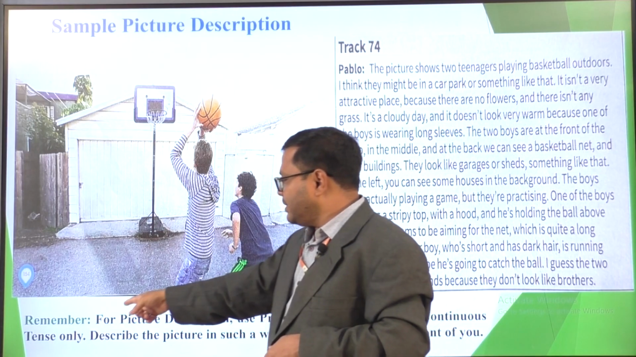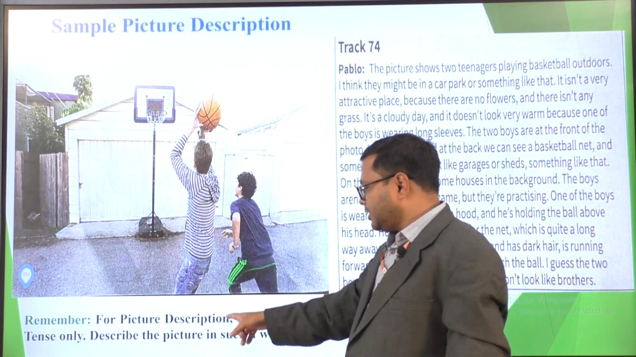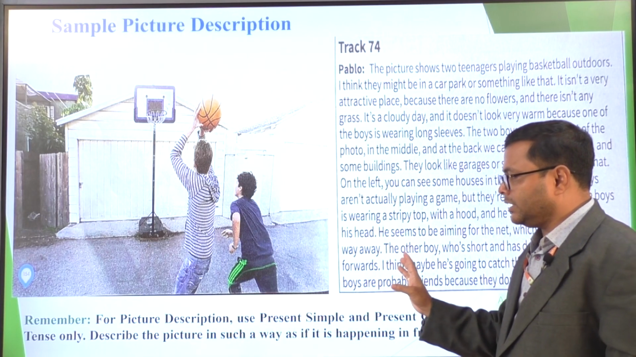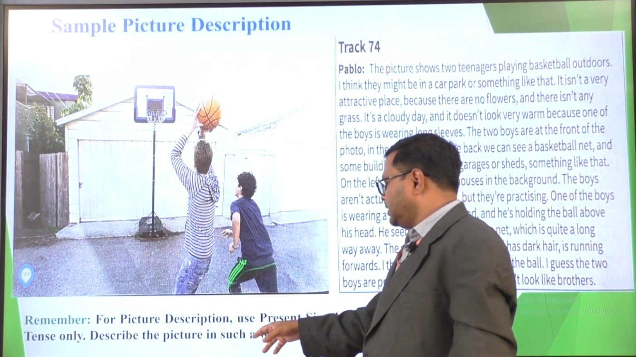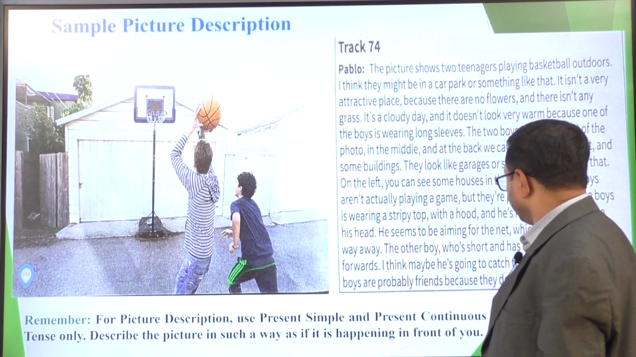So, please remember, for picture description, once again, use present simple and present continuous tense only. Describe the picture in such a way as if it is happening in front of you. Okay?